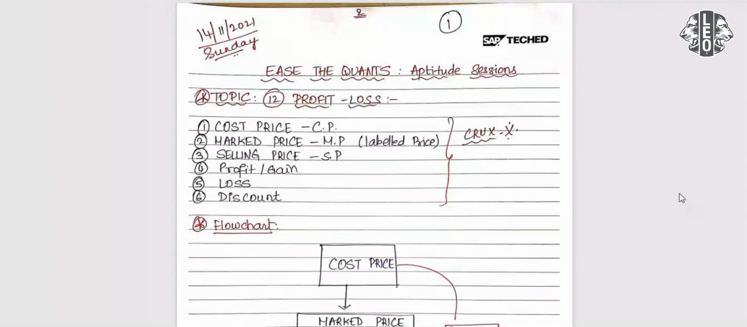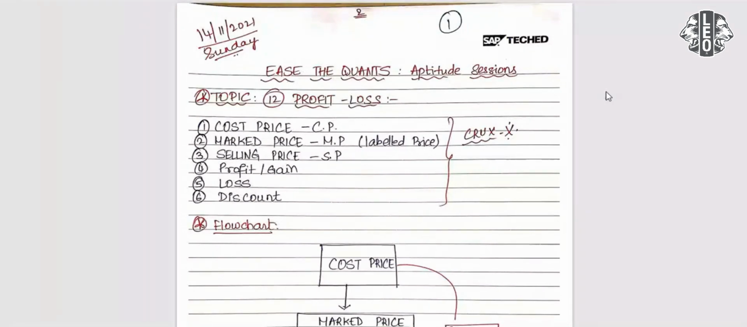So this is the 12th chapter in the textbook, R.S. Agarwal textbook. That is the textbook that we would be referring to. This is the 12th chapter, profit and loss. So let us take a jump into the topic. What is profit? What is loss?